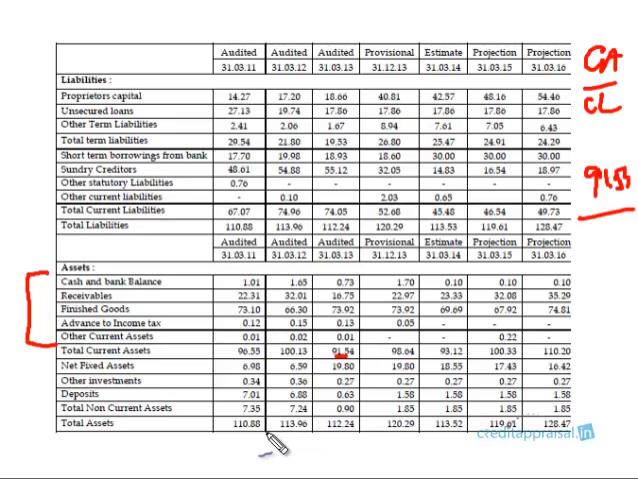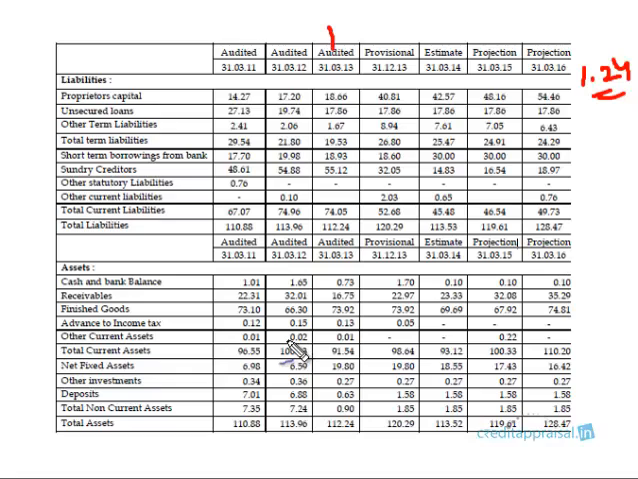So proprietors' capital, unsecured loans, other term liabilities, total term liabilities. Up to here is the term liabilities, right? From here it is all the current liabilities. So total current liabilities, you are given the total as 74.05. If you do the calculation, you will get a current ratio of 1.24.